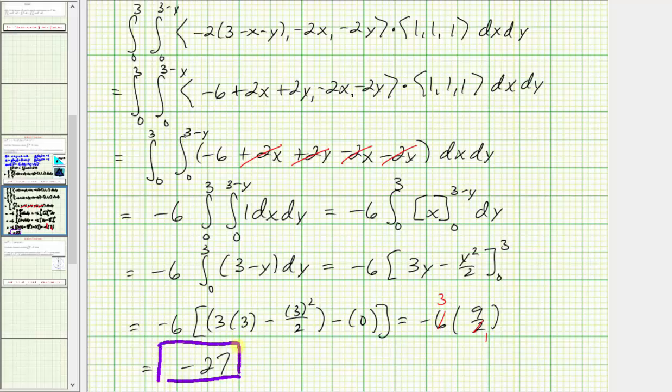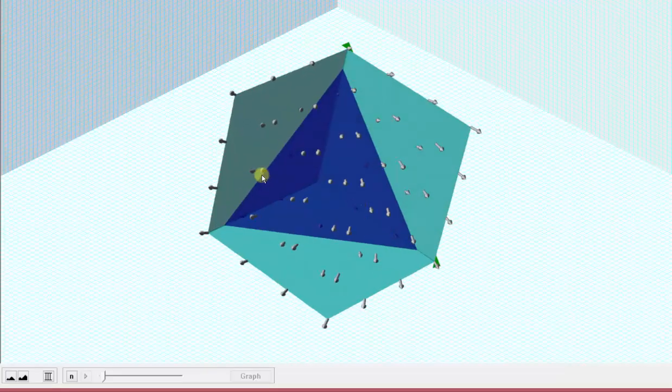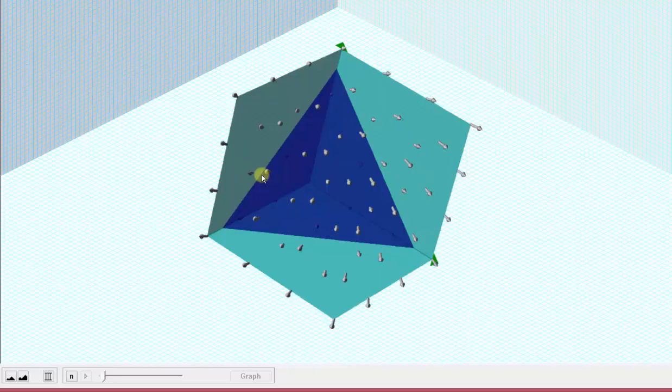Which, remember, tells us the net rotation along the boundary curve C oriented counterclockwise, as well as over the surface S, where the unit normal vector would point outward. So going back to the graph, because the value is negative with the given orientation, the net rotation along the curve C in the counterclockwise direction, as well as the net rotation over the surface S, using the right-hand rule, would be clockwise, not counterclockwise.